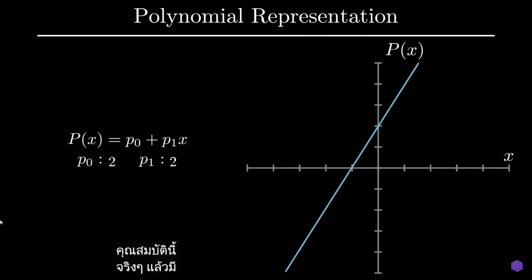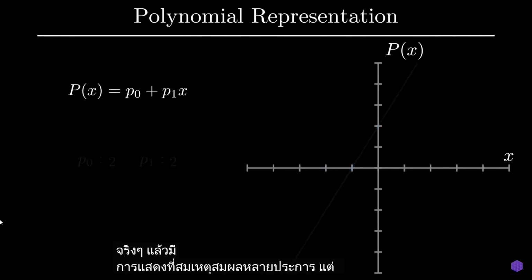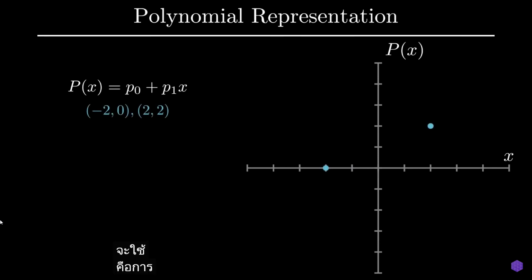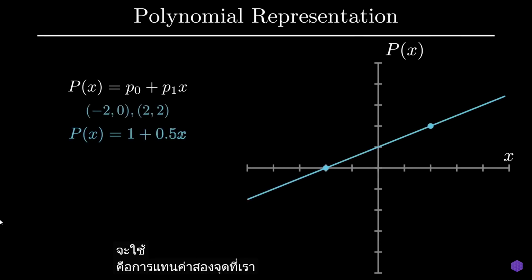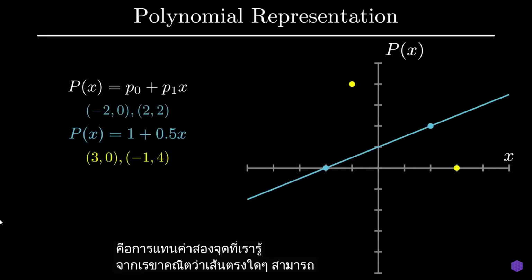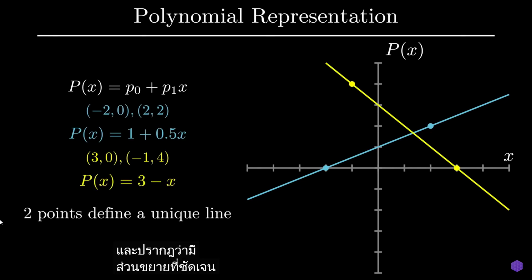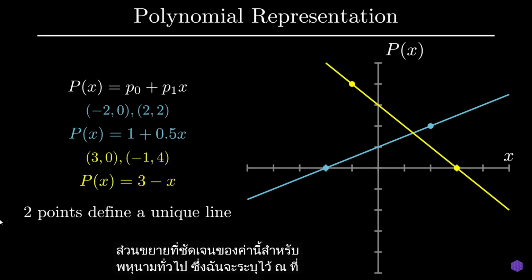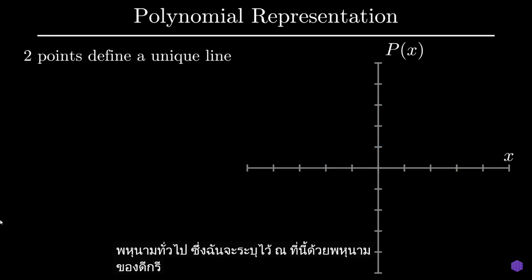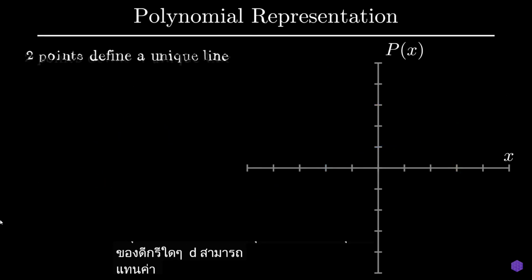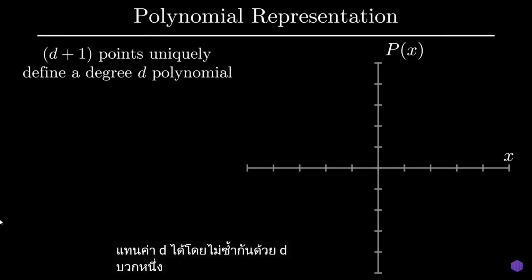There are actually several reasonable representations, but the one that we are going to use is the two-point representation. We know from geometry that any line can be represented by two distinct points. And turns out that there's a neat extension of this for general polynomials, which I will state here. Any polynomial of degree d can be uniquely represented by d plus 1 points.